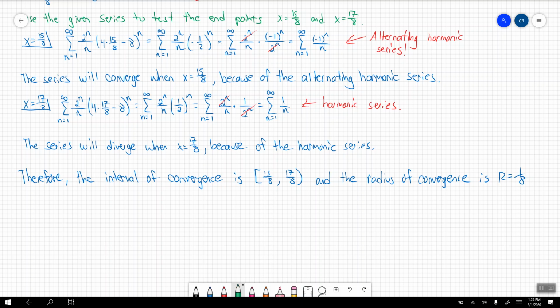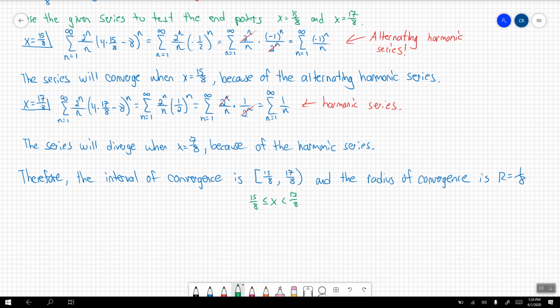Now, alternatively, you could have written this interval as 15/8 less than or equal to x less than 17/8. You could have written it this way, and that's perfectly fine, so long as you're telling me the interval of convergence, what it is, and how you are finding that interval. Awesome.